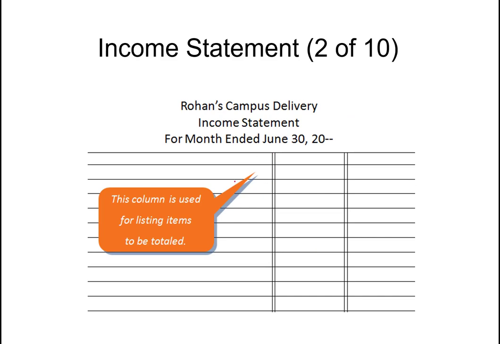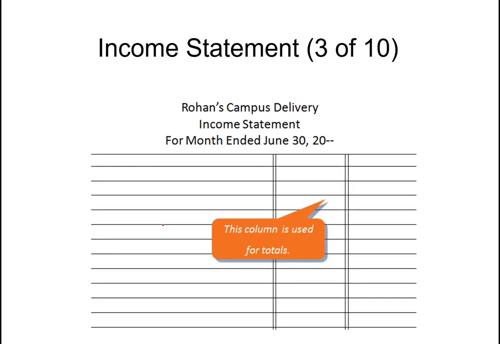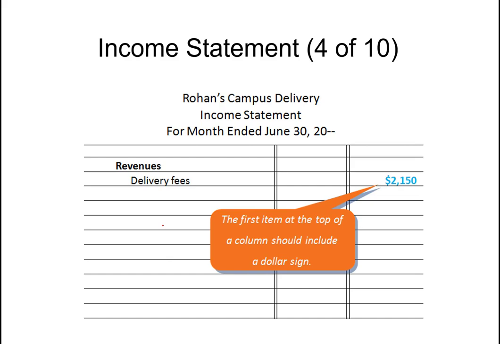Okay, we use the first column to list all the items. The second column we use for totals. Okay, and next one we put the figure over there. So let's start with the revenue first.